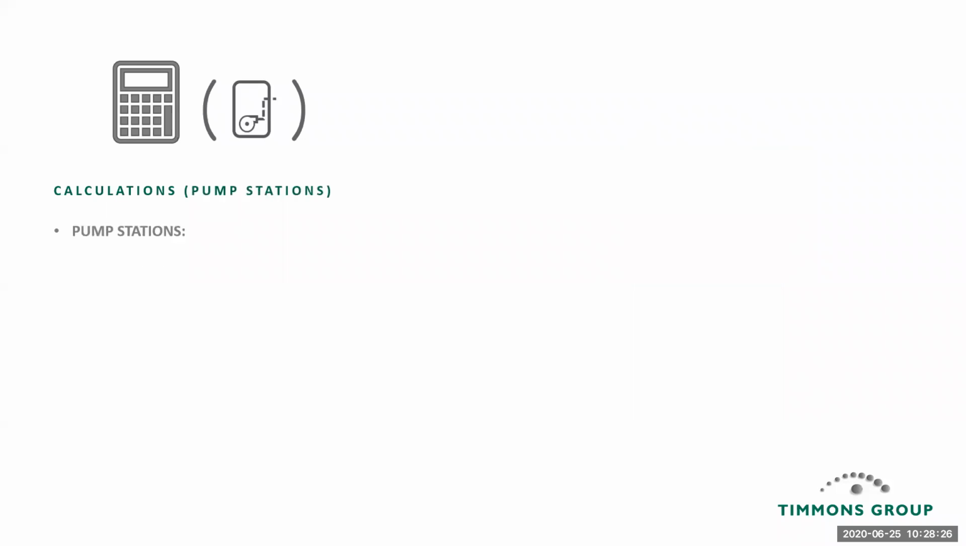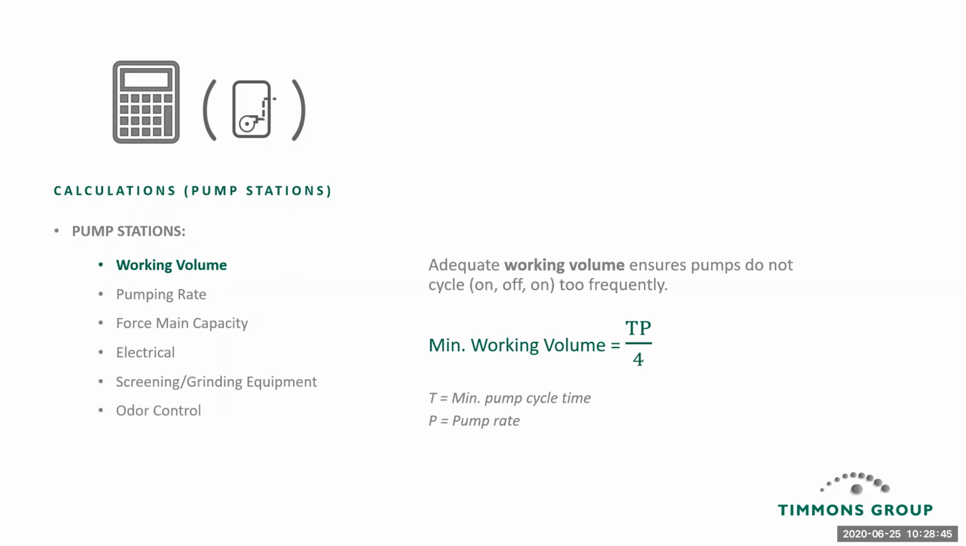For pump stations, there's several pieces of a pump station that have to be looked at in terms of capacity. There's the working volume, there's the pumping rate, the force main capacity, the electrical system capacity, screening and grinding equipment, the odor control capacity. So working volume, the importance of the working volume is it ensures that a pump does not cycle, which means turn on, turn off, then back on too frequently.